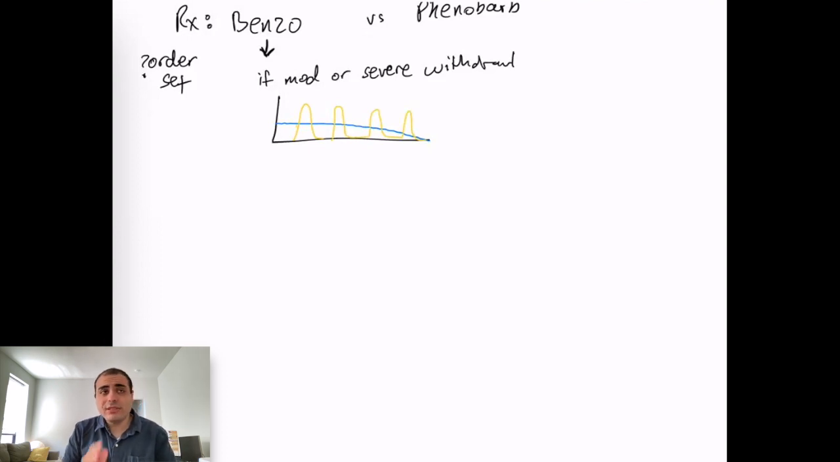Important: if you put somebody on benzos PRN, which means just as needed, they might seize. Because if you don't have this basal level of benzos, they will have nothing in their system in this period of time. And if you're just counting on giving them PRN, then they might seize. So you really have to be careful with that.